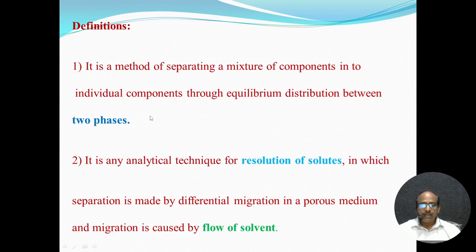What are the two phases? Any two phases. It is an analytical technique for the resolution of solutes. That is why it is called an analytical technique, and we adopt an analytical procedure. Resolution means the solutes can be easily separated, even a very small quantity of solute. That is the resolution of the solute, in which the separation is made by differential migration in a porous medium, and migration is the flow of solvent.